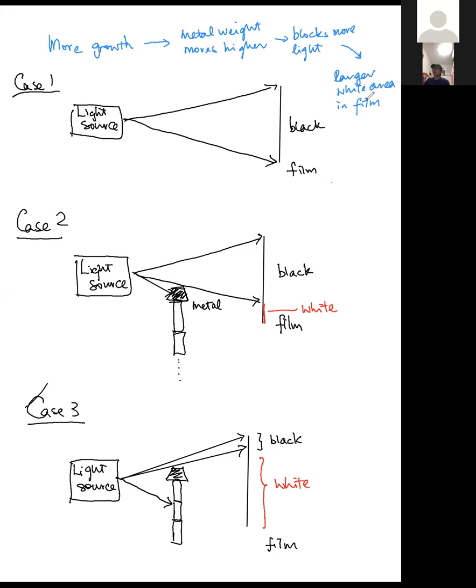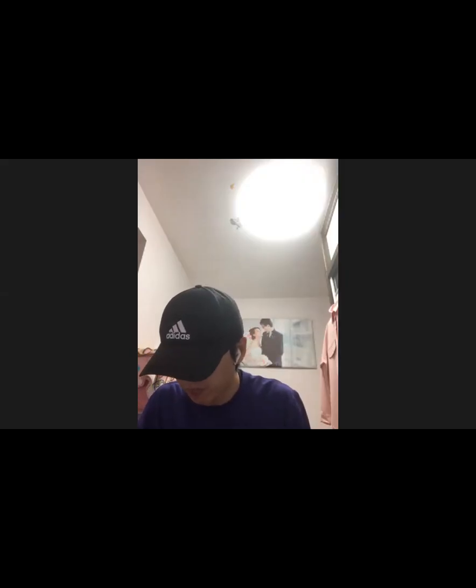All right, so when there's more growth of the coleoptile, then the weight moves higher, just like here, and then it blocks more light, so that there will be a larger white area in the film. And this is how you integrate the information of the question to explain part A. Okay, so now go to part A.